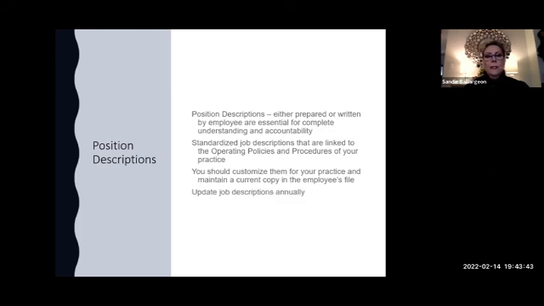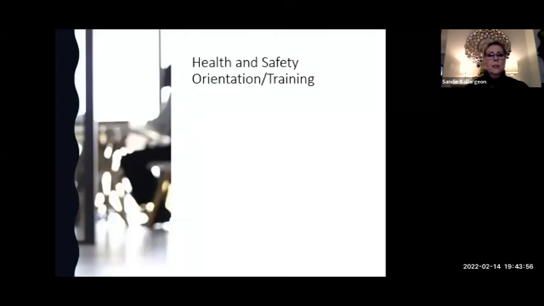I always say it's a good idea to update the job descriptions annually when you're doing your performance reviews, to have a look at them. Make sure that they still make sense, because a lot of people's positions will evolve over time. Not so much with the clinical staff, they're pretty straightforward, but certainly with the admin team, their positions can evolve and change.